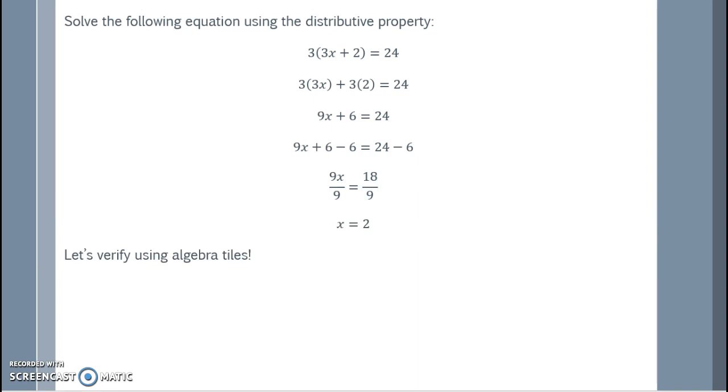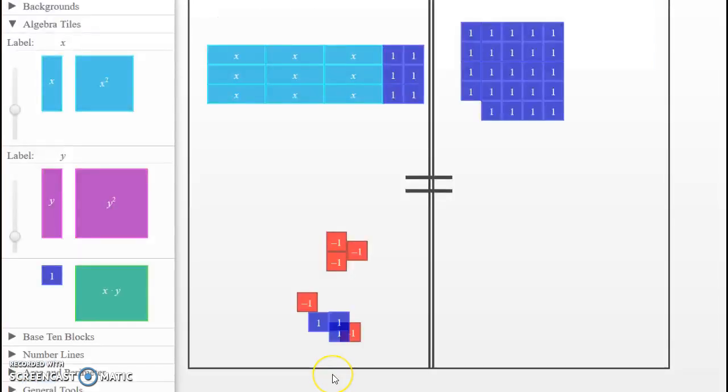Let's verify this using algebra tiles. Here are algebra tiles. I have set up 3 copies of 3x plus 2, so I have 3 of those copies, is equal to 5, 10, 15, 20, 24. So the first thing we would need to do is use the distributive property, but there's not much to distribute here because I already have it all laid out.